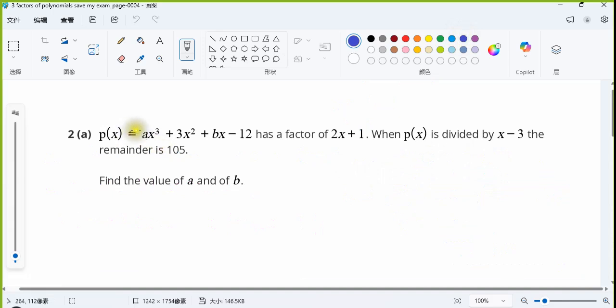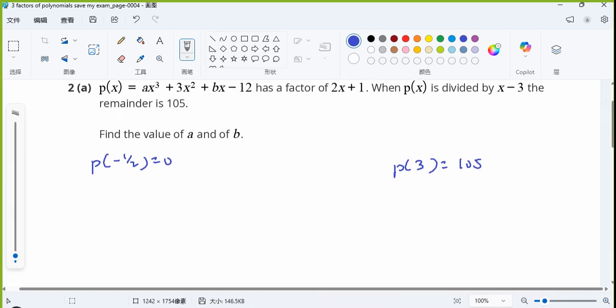Question number 2. P(x) equal to ax cubed plus 3x squared plus bx minus 12 has a factor of this, equal to 0, x equal to negative half. So P(negative half) equal to 0. x equal to 3, so P(3) equal to 105.